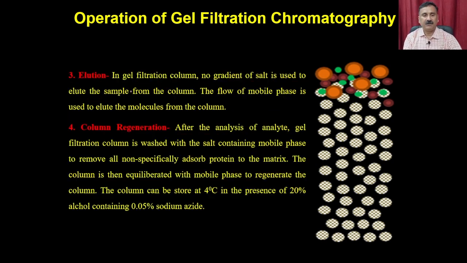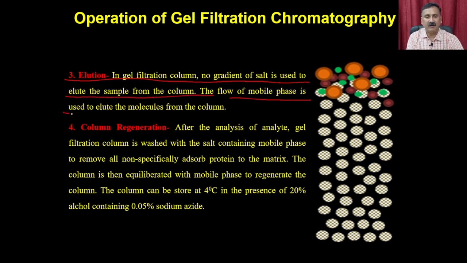Then what you have to do is the elution. In gel filtration, no gradient of salt is used to elute the sample from the column. The flow of mobile phase is used to elute the molecules from the column. And then once the gel filtration is over, you can do the column regeneration.